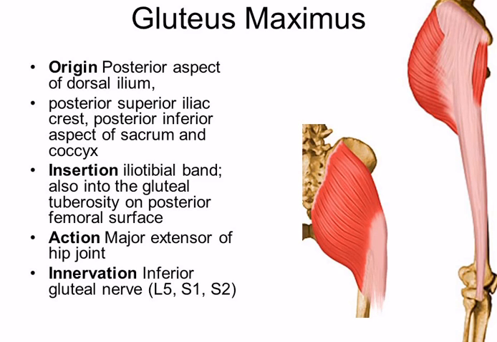Posterior superior iliac crest, posterior inferior aspect of sacrum and coccyx. Insertion: iliotibial band, also into the gluteal tuberosity on posterior femoral surface. Action: major extensor of hip joint. Innervation: inferior gluteal nerve, L5, S1, S2.